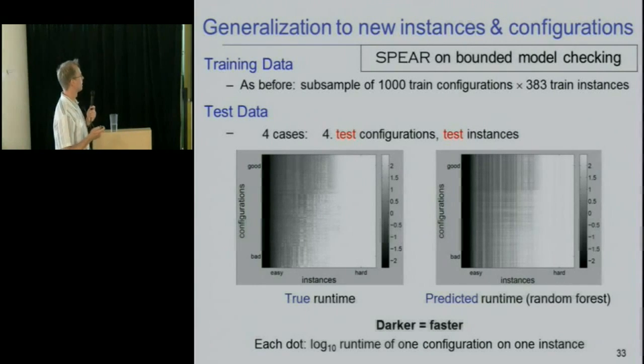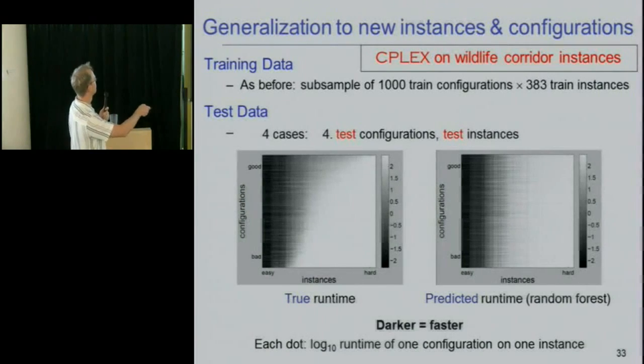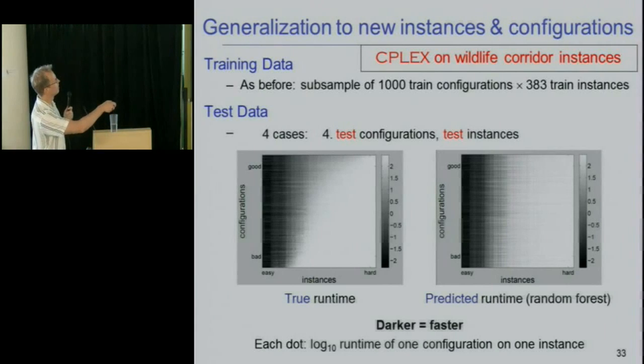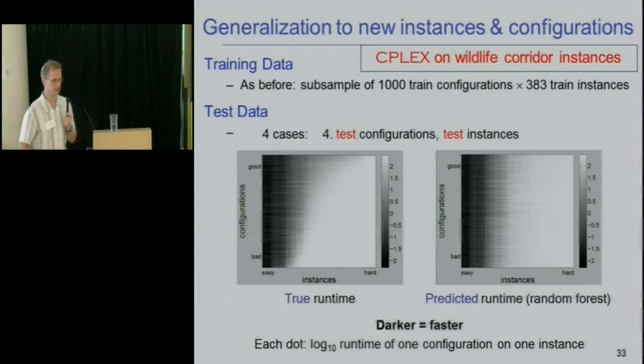Now, this is of course not always the case. Here is our worst result for CPLEX on these wildlife corridor instances. We still pick up, at least, that some instances are really easy and some are hard, and maybe a little bit of this trend, but certainly not that the good configurations can solve some of the really hard instances here. So it's not always perfect, of course. It's just a model, but the model is pretty useful typically.